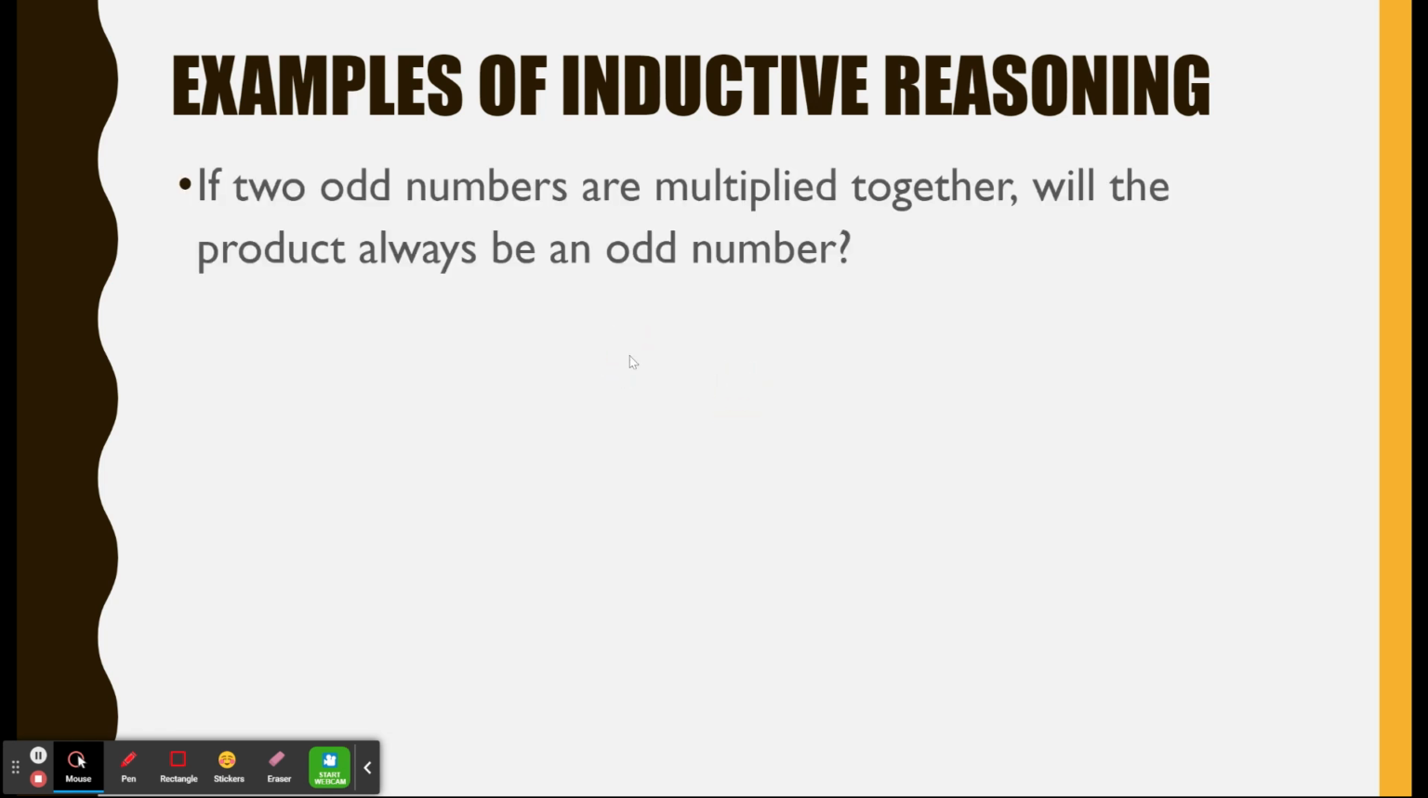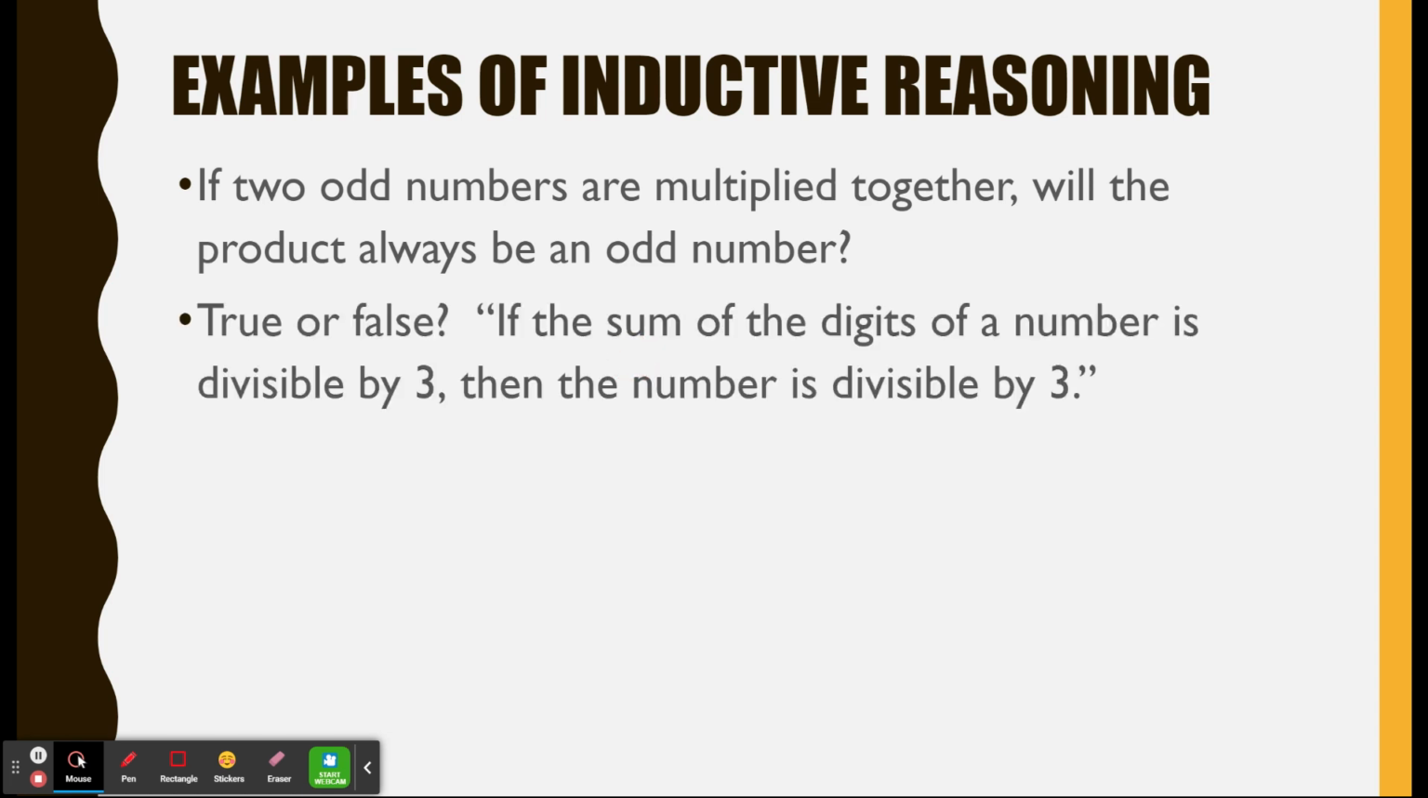We can see here we've got: if two odd numbers are multiplied together, will the product always be an odd number? This example is in your text, and goes along with the required reading. You can figure that part out. If you have two odd numbers, will it always be odd? True or false: if the sum of the digits of a number is divisible by 3, then the number is divisible by 3. Again, another example from the text that was part of your required reading. If these aren't ones that you're able to quickly and readily visualize, obviously you're going to want to follow along as we go through this. But if the sum of the digits of a number is divisible by 3, then the number is itself divisible by 3.